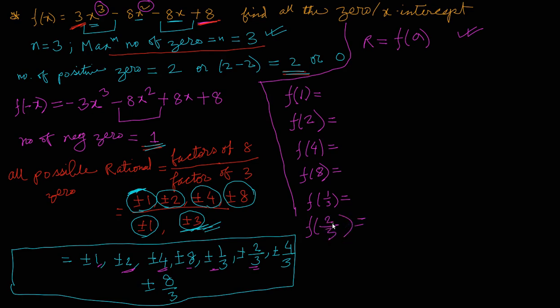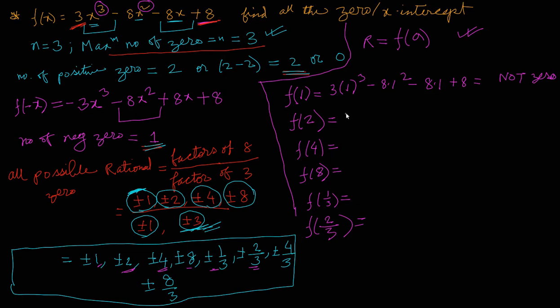So let's try to find one by one. So f(1). What is my function of x? 3x cubed minus 8x squared minus 8x plus 8. So f(1) is 3(1) cubed minus 8(1) squared minus 8(1) plus 8, and you are going to find it is not 0. If you punch the calculator, this is not 0.